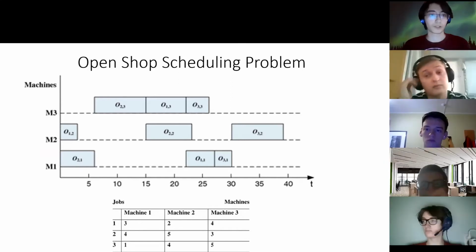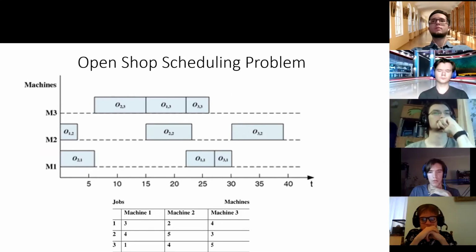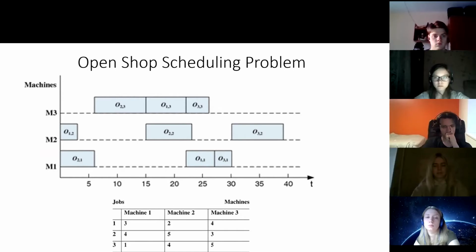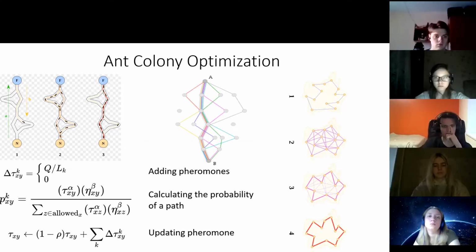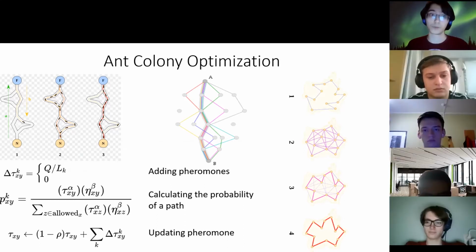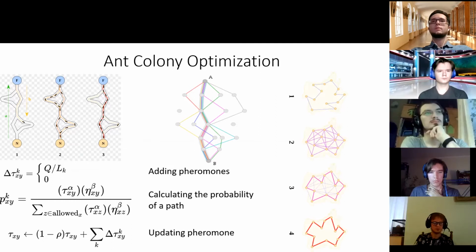And the second rule is that only one job can be processed on one machine at the same time. So to solve this problem, we try to use the ant colony optimization algorithm. This nature-inspired algorithm was made 30 years ago and is based on the behavior of ants.